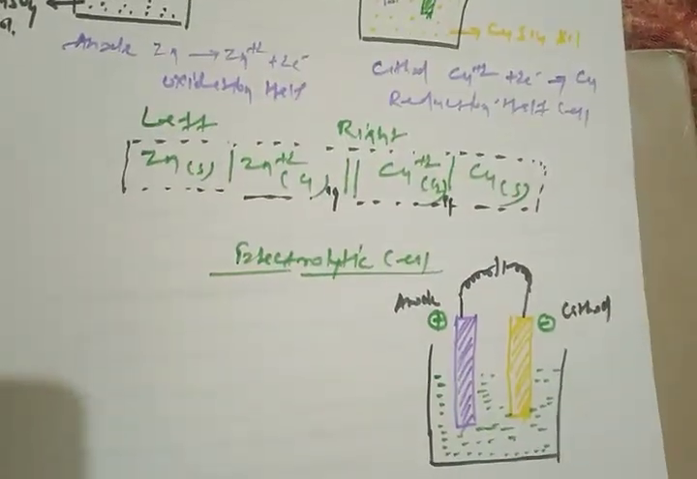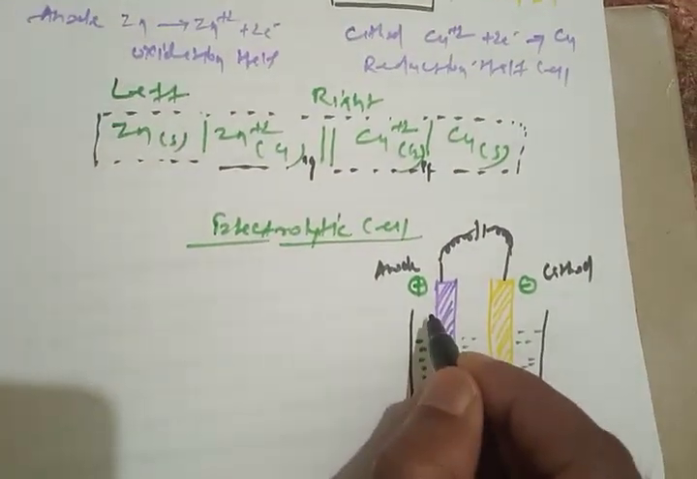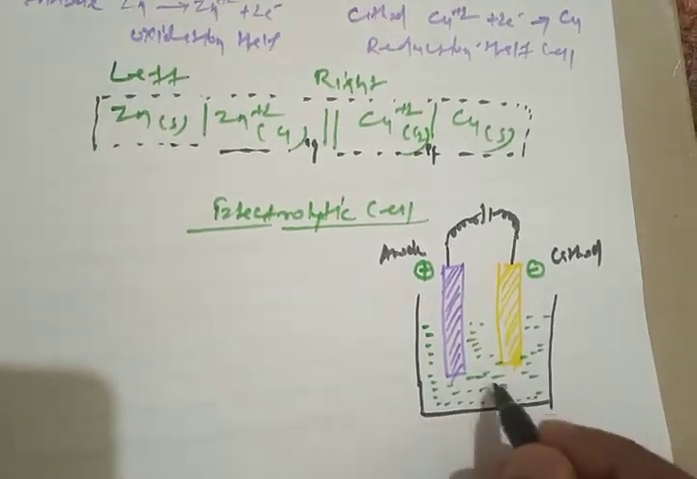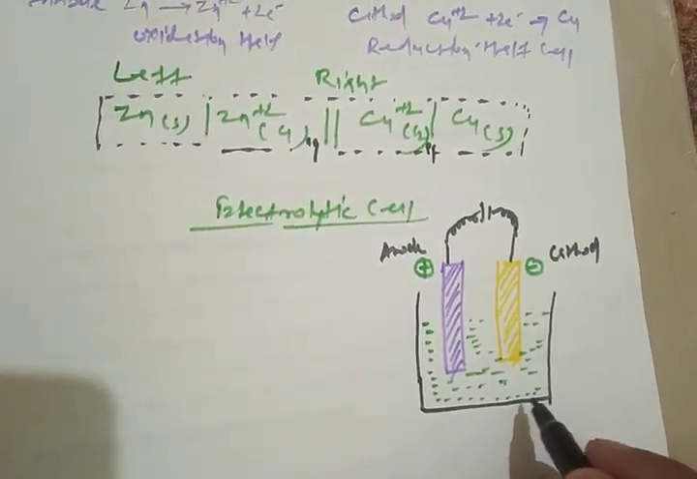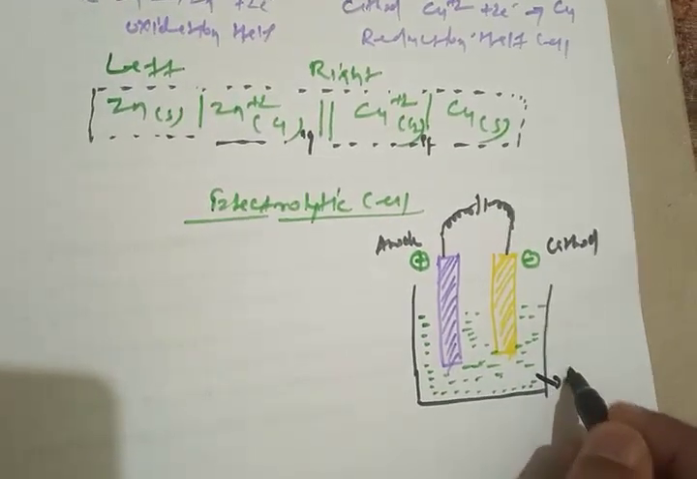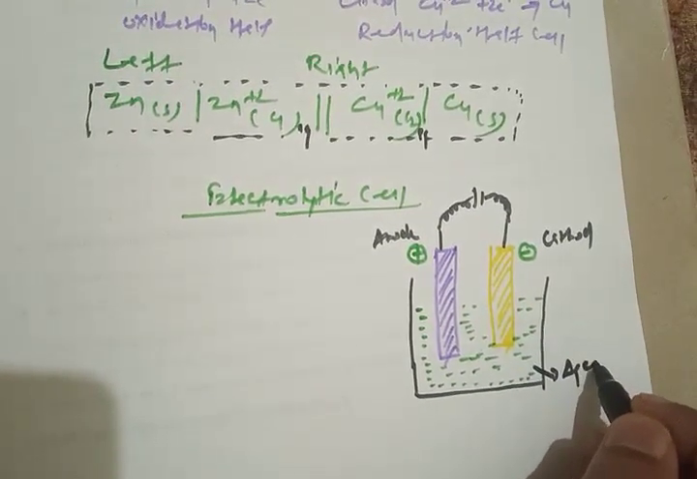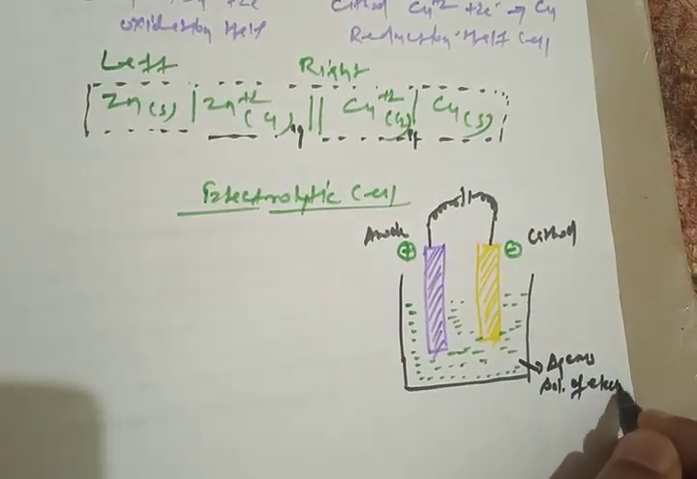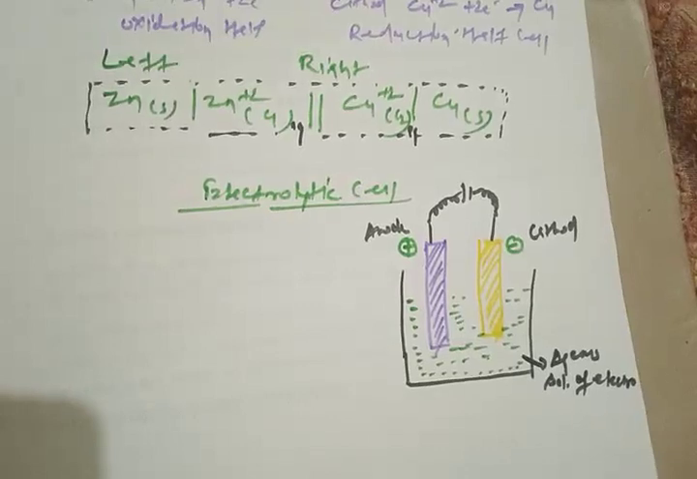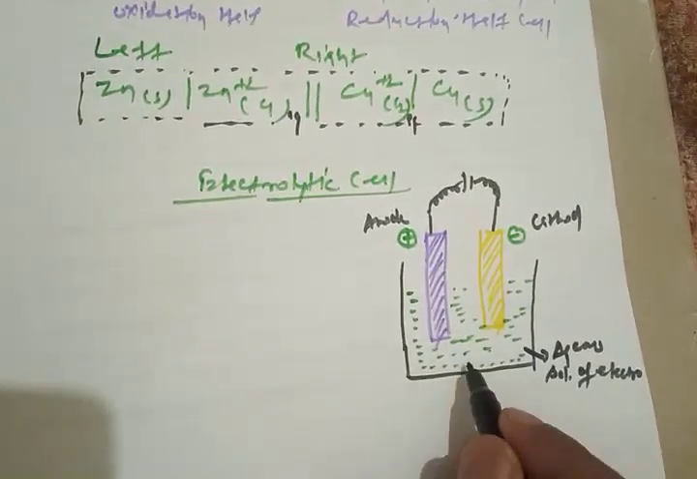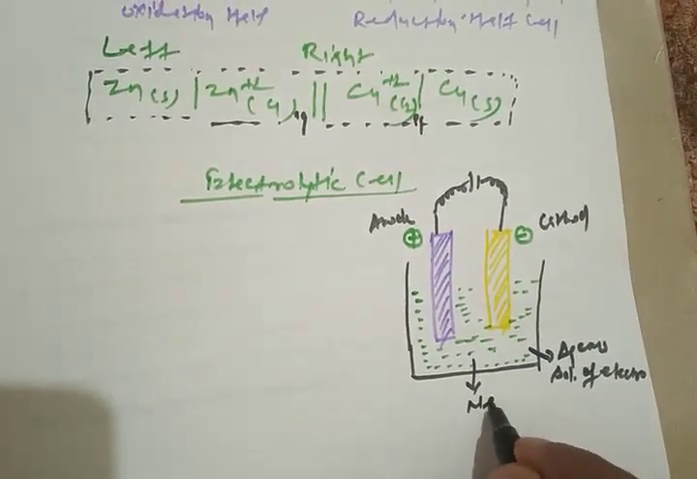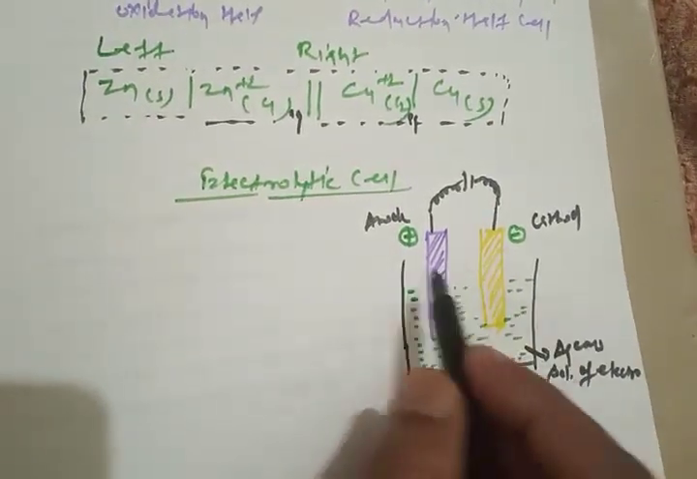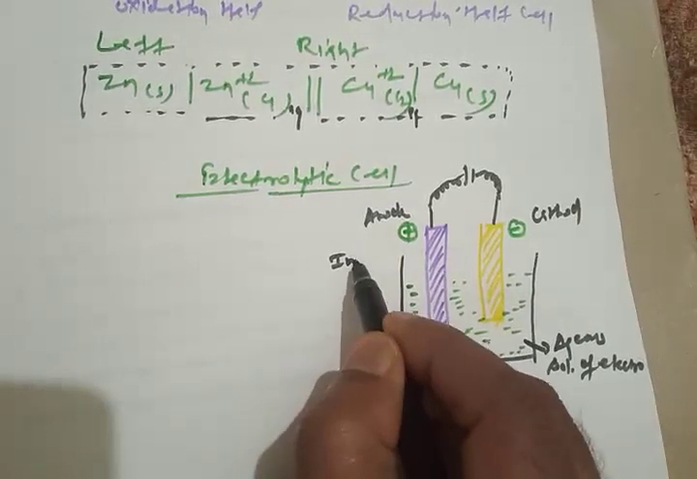These two electrodes are actually inert electrodes. This is called inert electrode. And here any solution we can take, an aqueous solution of any electrolyte. For this case NaCl we can take, molten NaCl, and these two are the inert electrodes.